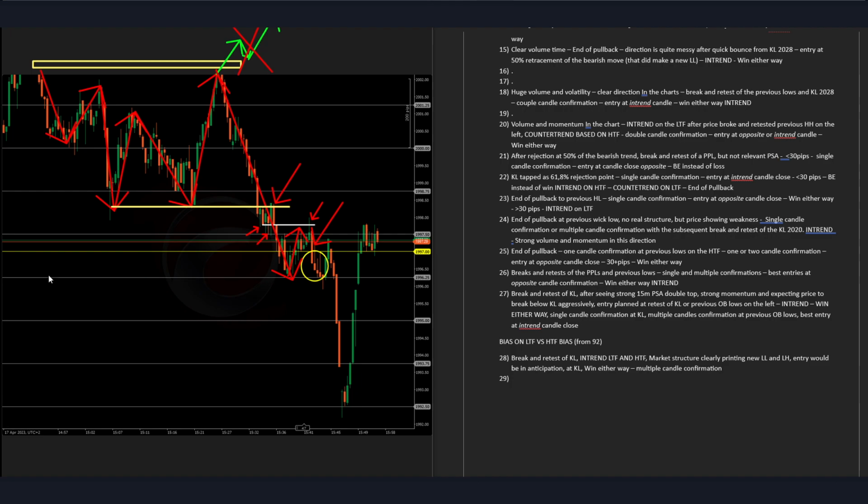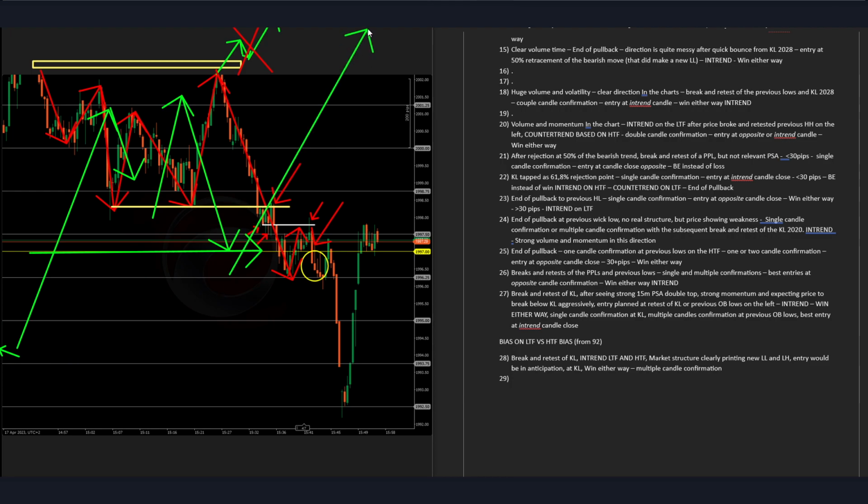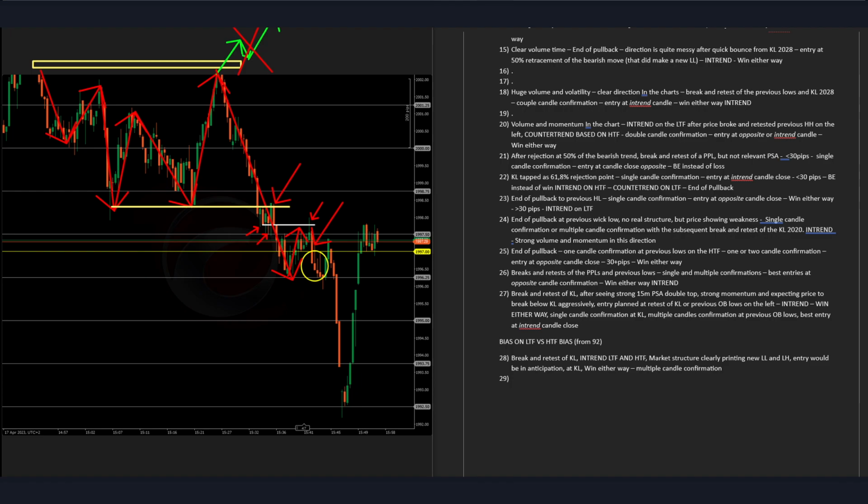We are here, we just made this, and now we are at like a 50% retracement of an overall bearish move for a possible continuation bullish. But with this snap, we only see that in the lower time frame, that's when we scalp. This is a very good trade entry and fully in anticipation of the overall trend. You also have multiple candle confirmation.